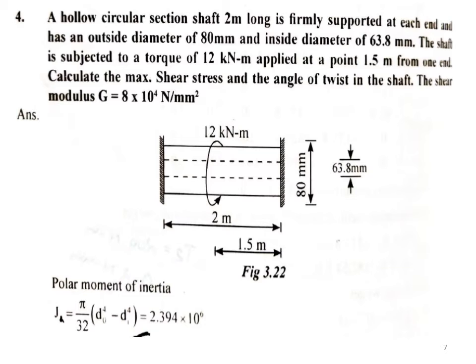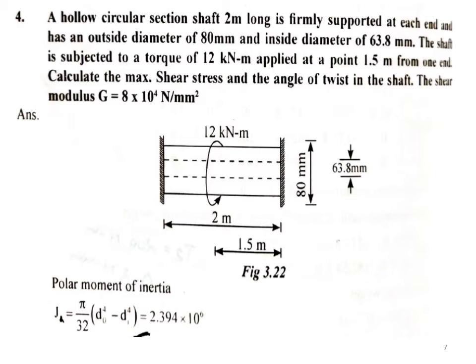So this is the hollow circular shaft we are seeing, fixed at both ends. Overall length is 2 meters, and at 1.5 meter from one end, it is subjected to a torque of 12 kN meter. Outside diameter is 80 mm and inside diameter is 63.8 mm.